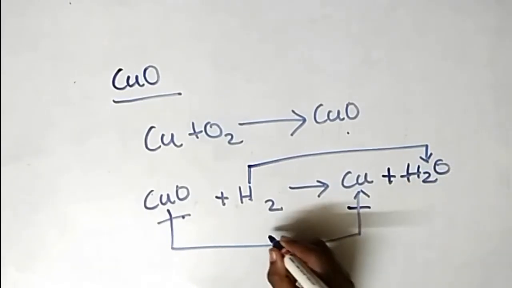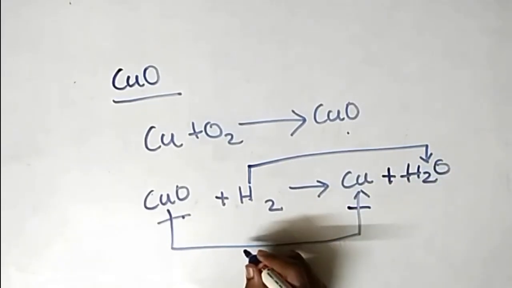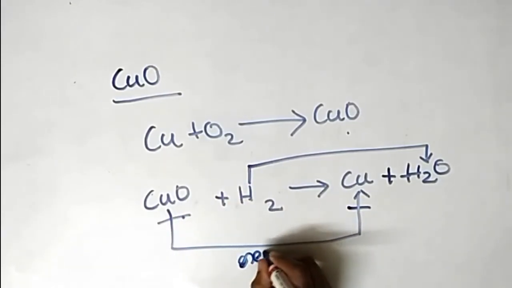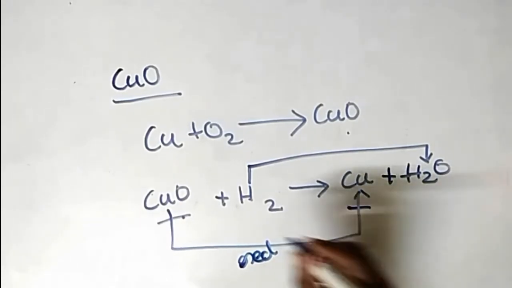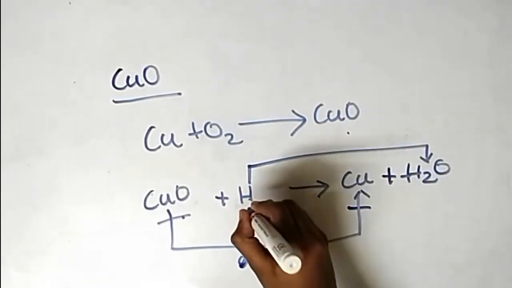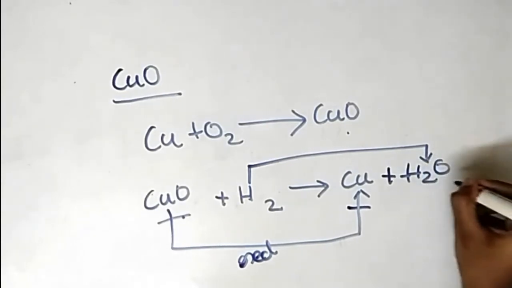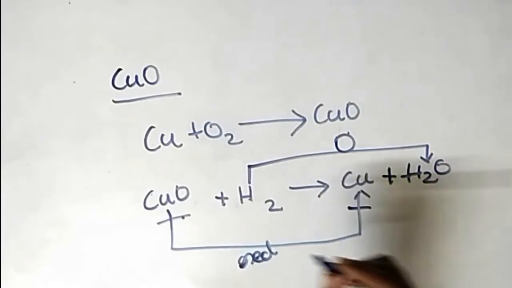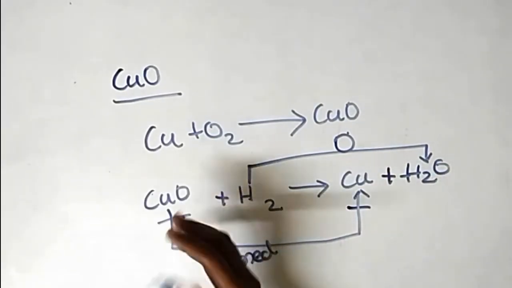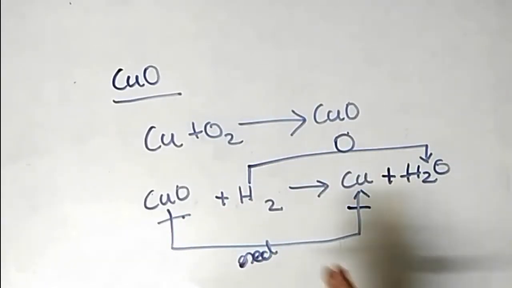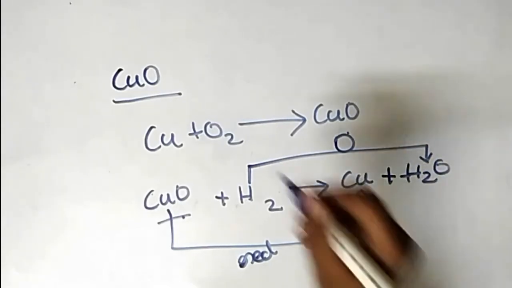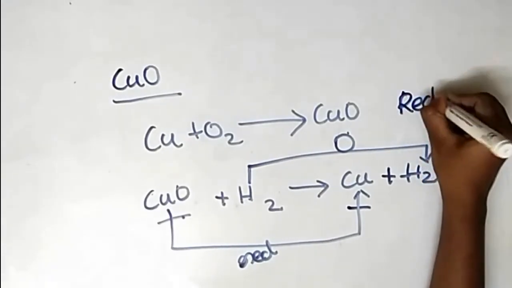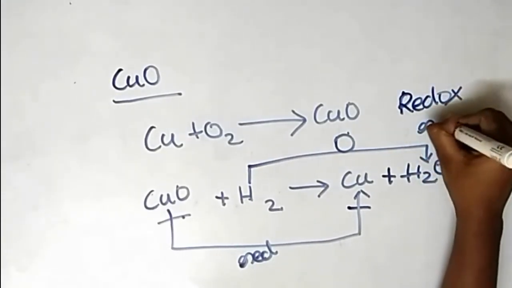So hydrogen gets oxidized. Here the CuO is reduced, which means reduction happens, and oxidation happens for hydrogen, which gains oxygen and changes to H2O. So in a single reaction, both oxidation and reduction take place. Such a type of reaction is called a redox reaction.